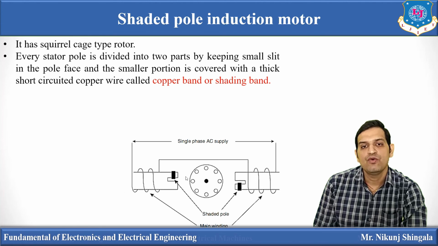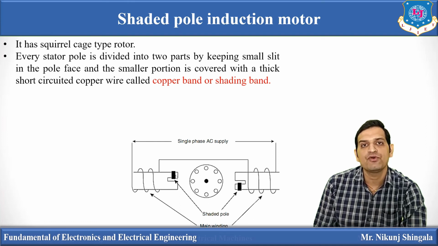Here you can see the rotor is similar to the squirrel cage type of rotor, but two stator poles are there. Each stator pole is divided into two parts by keeping a small slit. Here one slit is there in the pole face, so the pole face is divided into two parts, and the small portion is covered.